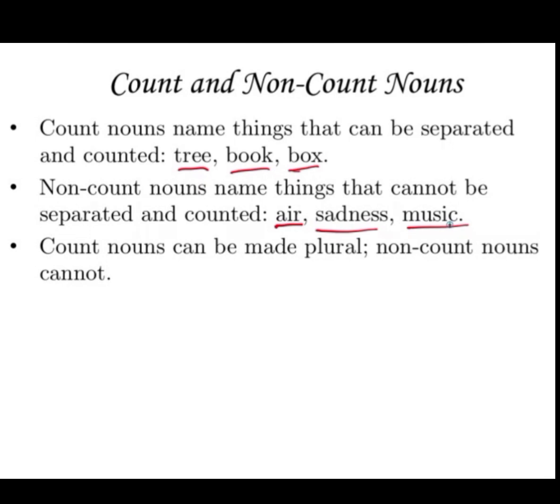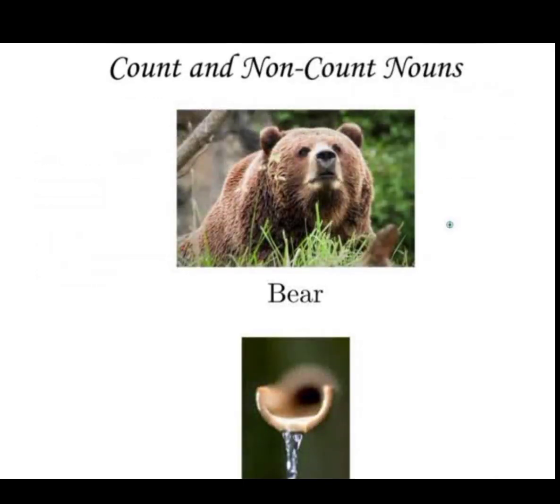You say more music, more air, less air, because they're non-count nouns. You can't break them up. Count nouns can be made plural, 1, 2. Non-count nouns cannot. Major difference between them. Let's look at some examples.